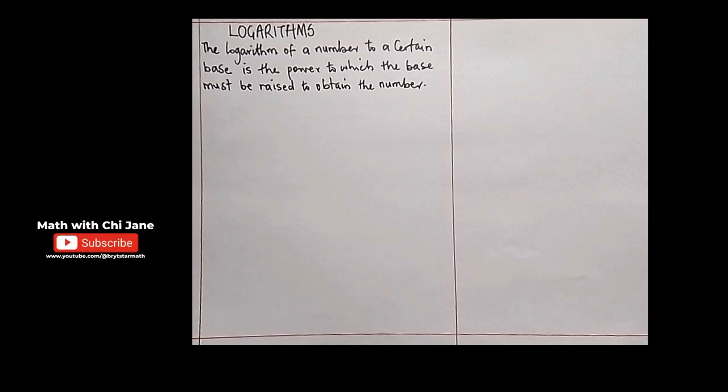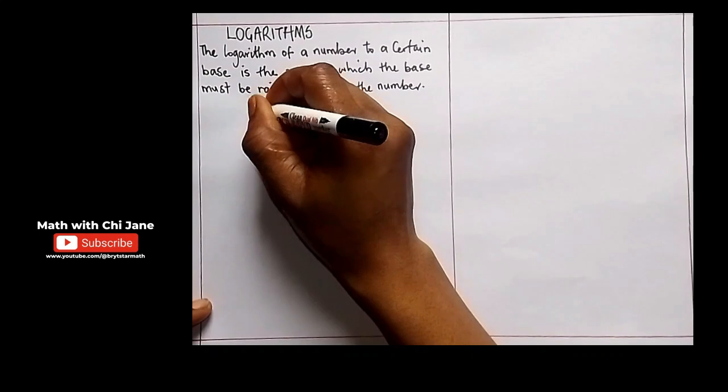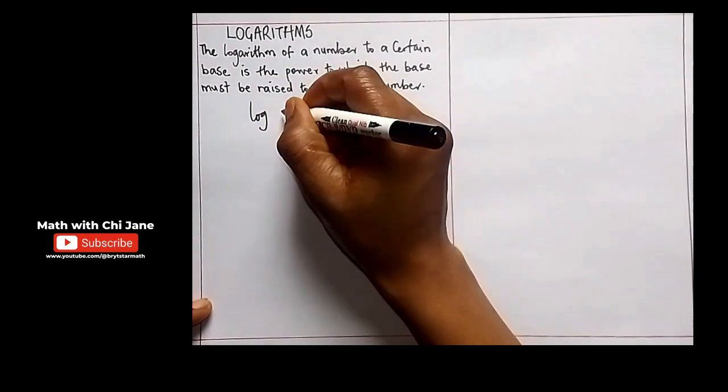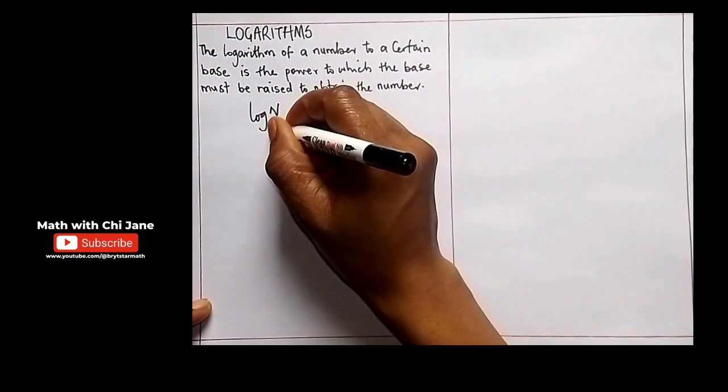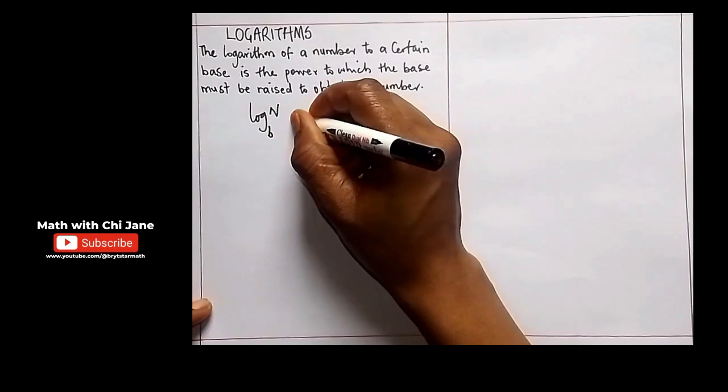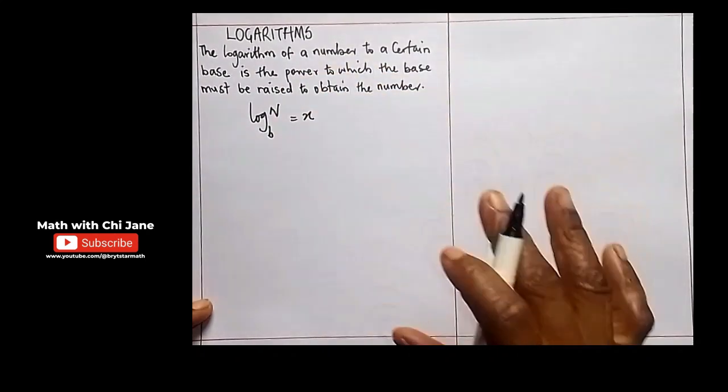My name is Janet. In this lesson we'll be talking about logarithms. The logarithm of a number to a certain base is the power to which the base must be raised to obtain the number. The logarithm of a number to a certain base is equal to x. That's just what I mean.